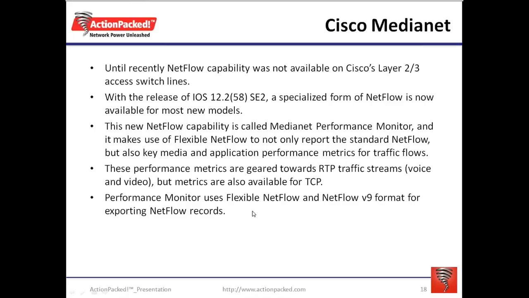This new NetFlow capability is called Medianet Performance Monitor, and it makes use of Flexible NetFlow not only to report the standard flow, but also key media and application performance metrics for voice flows as well as traffic flows. The performance metrics are geared toward RTP streams, but the metrics are also available for TCP conversations. And once again, think of the router being able to export multiple templates based on the options that are engineered into the iOS now. So Performance Monitor uses Flexible NetFlow and NetFlow version 9 format for exporting the NetFlow records.